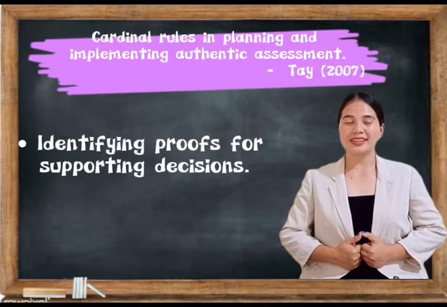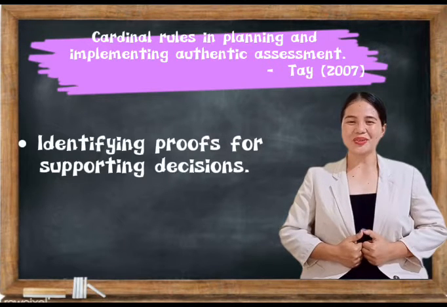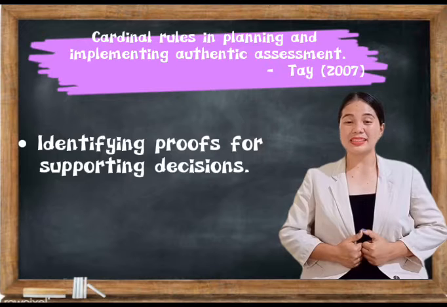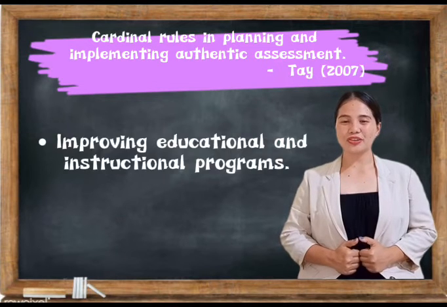Fourth, we have identifying proofs for supporting decisions. If possible, teachers in basic education must always elaborate on why the learners ended up with their scores. In doing so, teachers should have pieces of evidence that would help them communicate to the learners their success and lapses. The last cardinal rule is improving educational instructional programs.